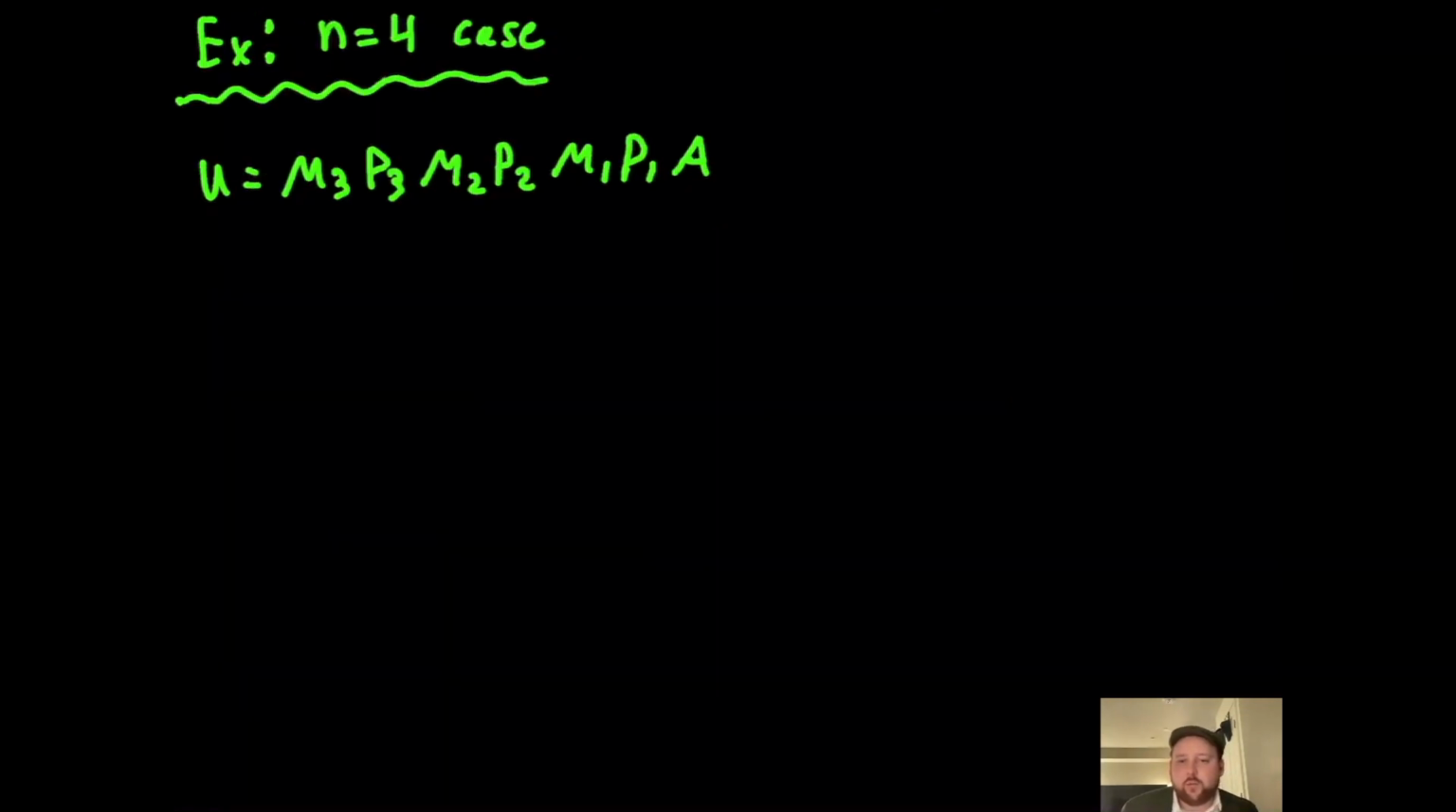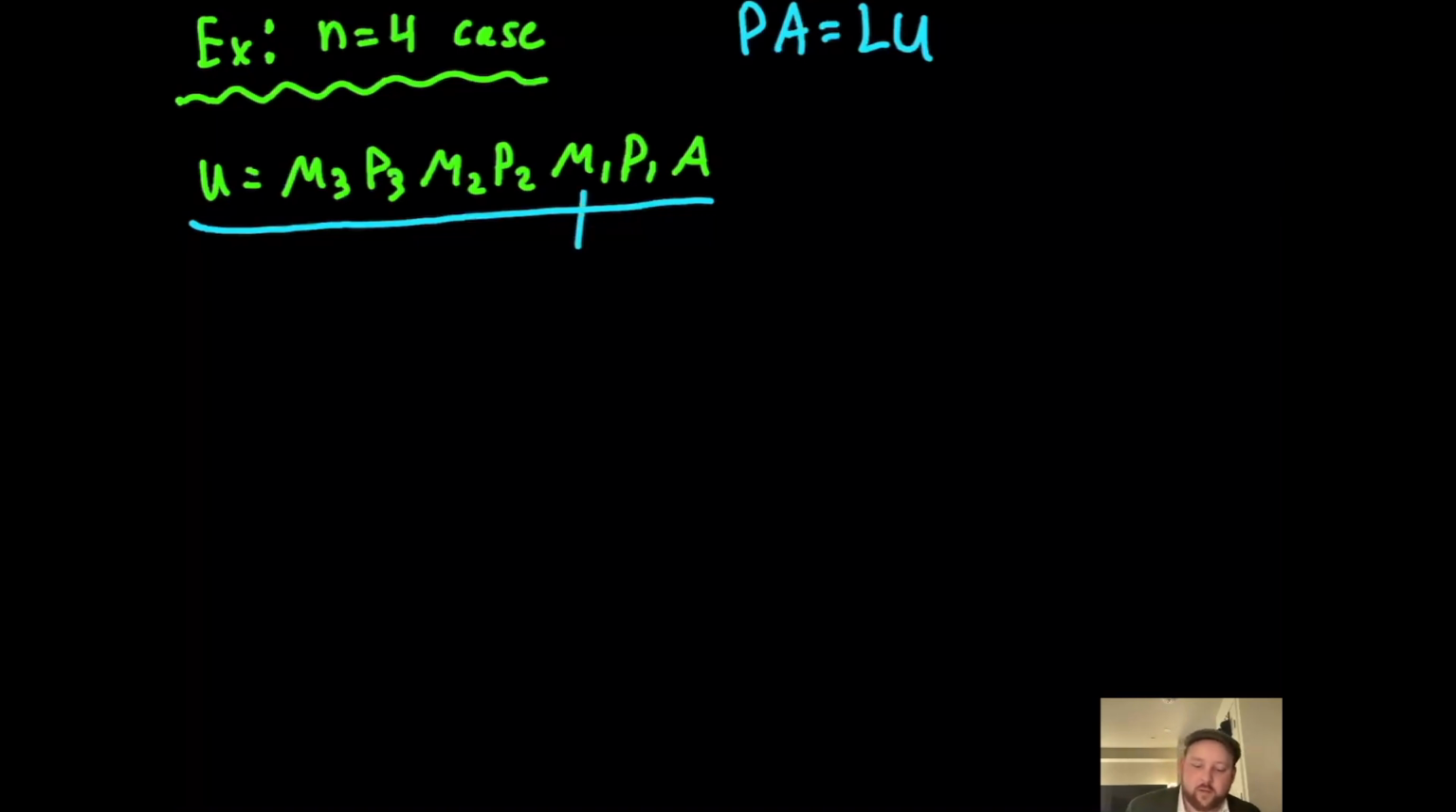So now I'm going to show you how we extract the PA equals LU factorization from this decomposition. Once I found these permutation matrices and these elementary lower triangular matrices, the Mi and the Pi, how do I recollect the result to get back to this simple PA equals LU?